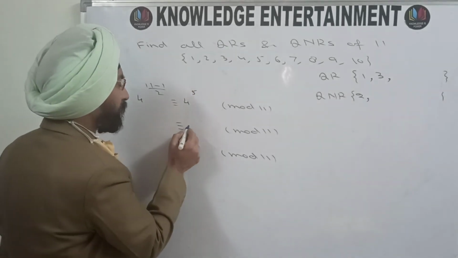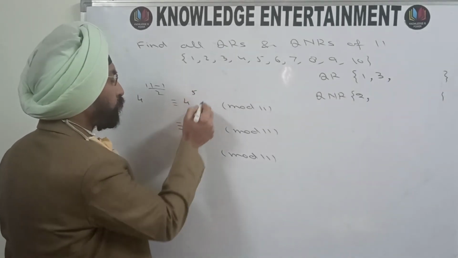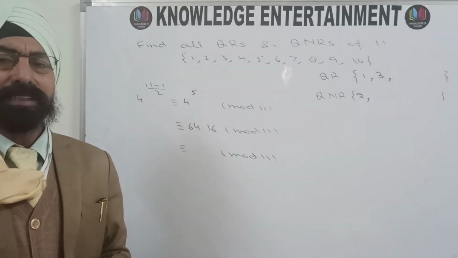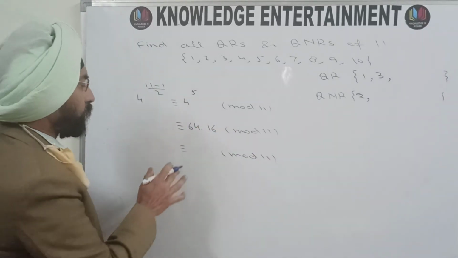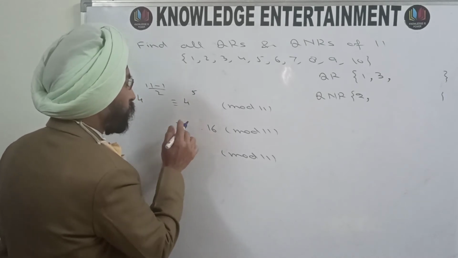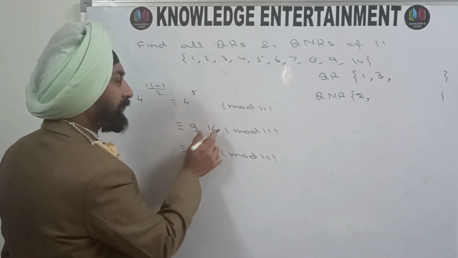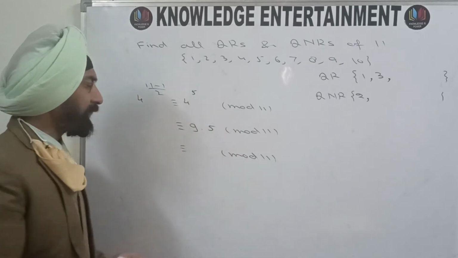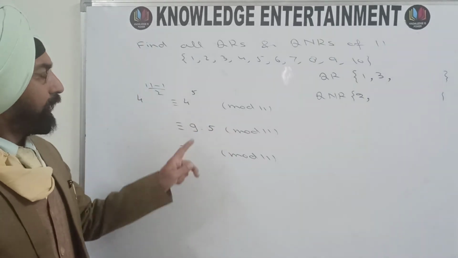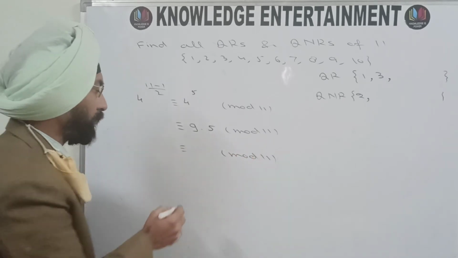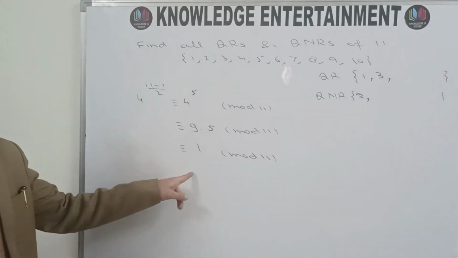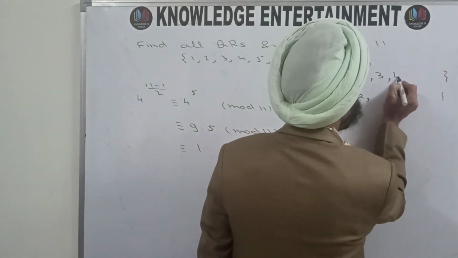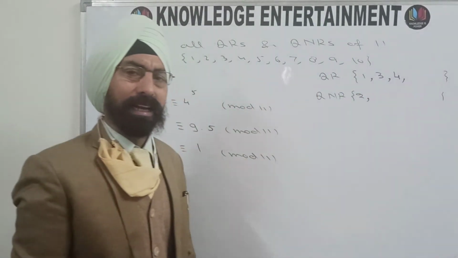So 4 raised to the power 3 is 64 and 4 raised to the power 2 is 16. 64 when divided by 11 will give you the residue 9, and 16 when divided by 11 will give you the residue 5. Once again, 9 into 5 is 45 and 45 divided by 11 will give you the remainder 1. So it is again 1. So that means 4 is again a quadratic residue modulo 11.